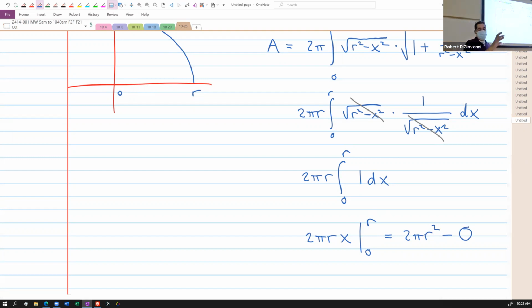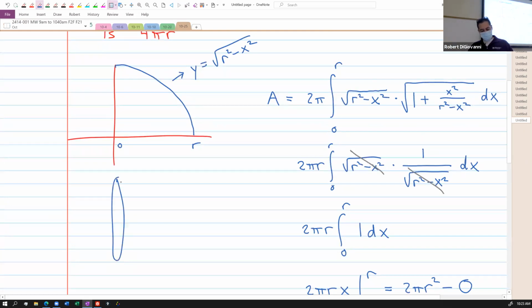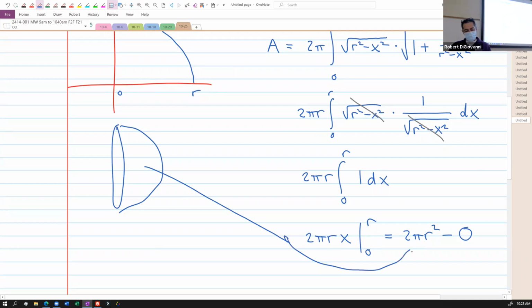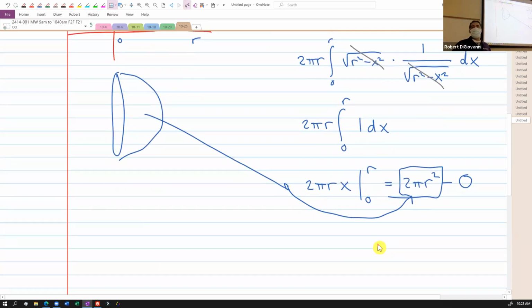Now, what I didn't do, I should have doubled it in the beginning. But remember, this is just the answer for half of it, right? It's the area of half of it. So double that, you get 4 pi r squared. That was easier than the other one, wasn't it? Didn't need a formula. It's kind of weird how that works.